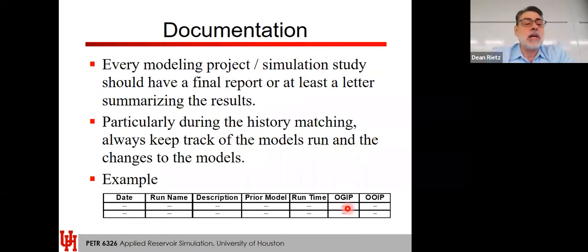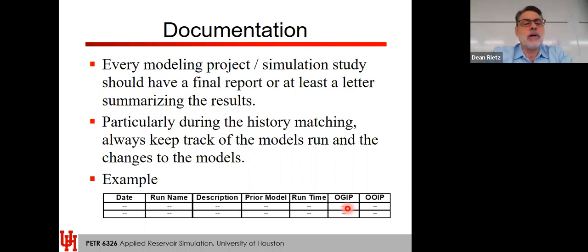So, documentation. Every modeling project, every simulation study should have a final report, at least a letter summarizing the final results. It's always good practice when you're history matching to keep notes of what works and what doesn't work, because there'll be things that help the history match, and things that just don't matter. You want to write that down, because we're talking about a lot of different parameters that you could change, and you'll forget. Did I change compressibility? Did I try this or that? Maybe at that time it didn't matter, and maybe it still doesn't matter. But at least it'll be helpful to go back and check your notes.